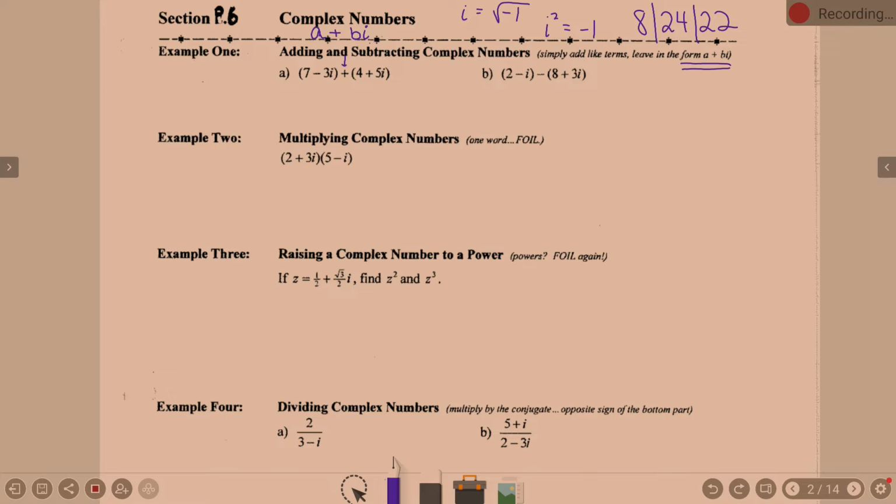Please note, this is an addition problem, which is where we were having issues. We're going to add like terms. 7 plus 4 are constants, like terms. 7 plus 4 is 11. Then we have negative 3i plus positive 5i. Negative 3i plus 5i is 2i. Can I add 11 and 2i? No, they're not like terms. And right there, leave answers in the form a plus bi. That's what you're going to hear me say all throughout today. So 11 plus 2i.